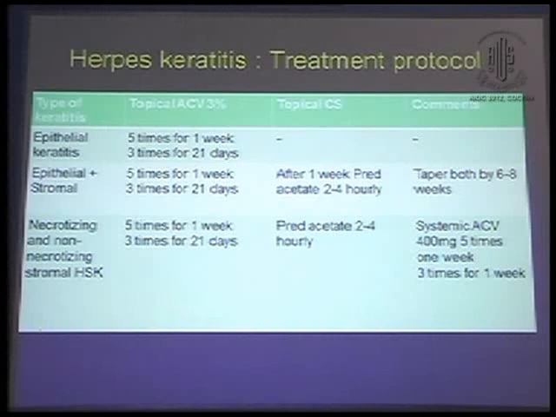If both epithelial and stromal are present, treat the epithelial first. So start with topical Acyclovir 5 times a day for 1 week, and then after 1 week, when you have treated the epithelial part, start with the steroids, prednisolone acetate 2 to 4 hourly, and then taper both by about 6 to 8 weeks. When there is a necrotizing and non-necrotizing stromal keratitis, then apart from the topical Acyclovir and topical steroids, you have to add systemic Acyclovir 400 mg 5 times a day for 1 week, and then 3 times a day for another week.